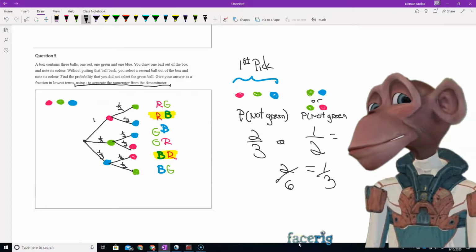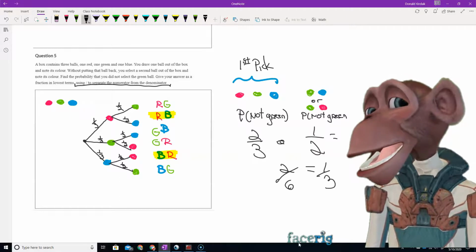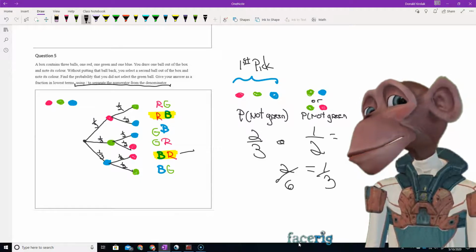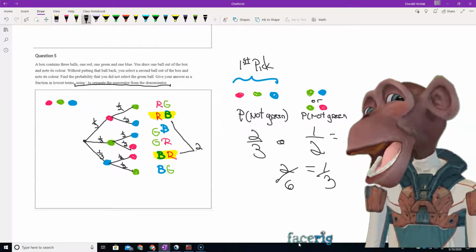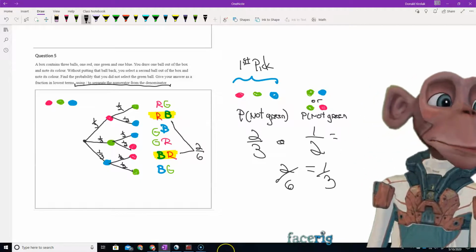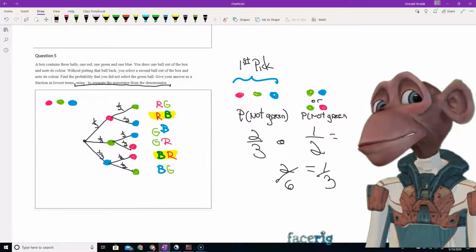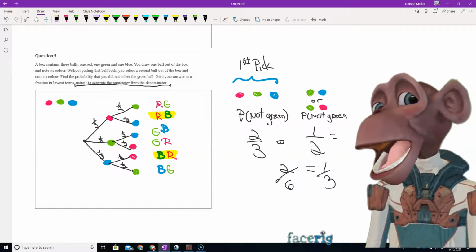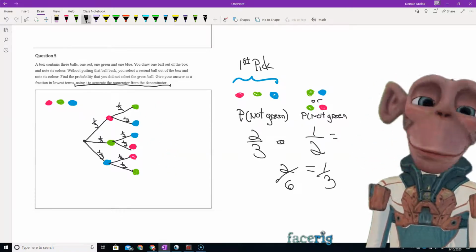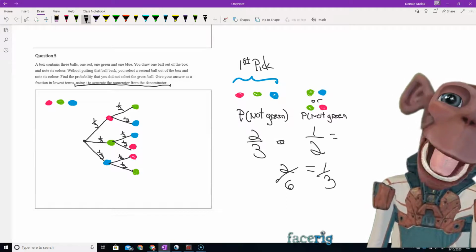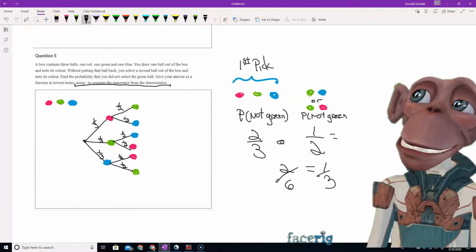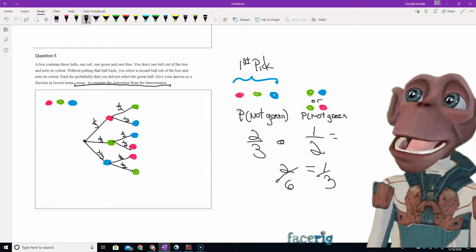Or what I did was I made a tree diagram, and I just went through all the different possibilities here, and I can see that there's 2 out of the 6 that don't have green in them, so that's 1/3. Another way is multiplying, when you're using a tree diagram, by the way. If you're finding the probabilities along a branch, you multiply. And if you're finding the probabilities of more than one branch, you add those results.